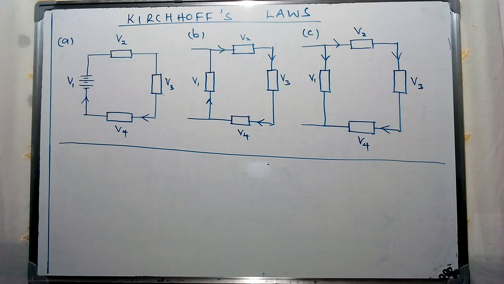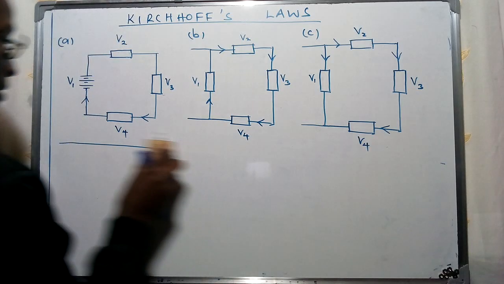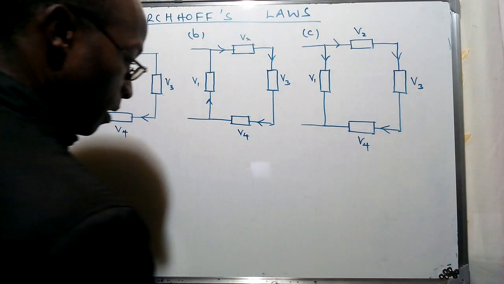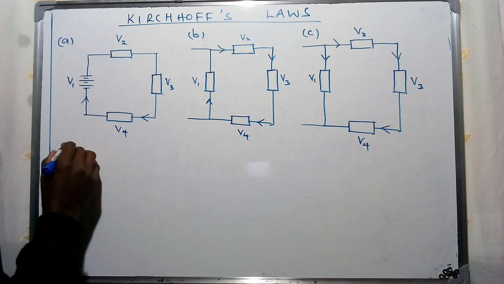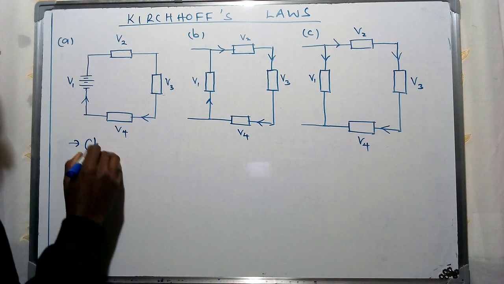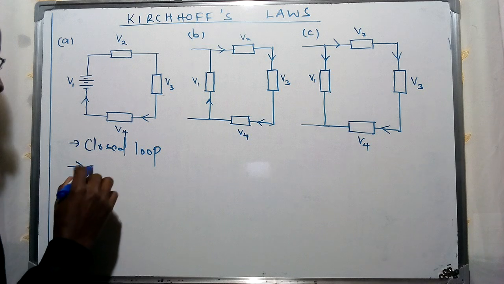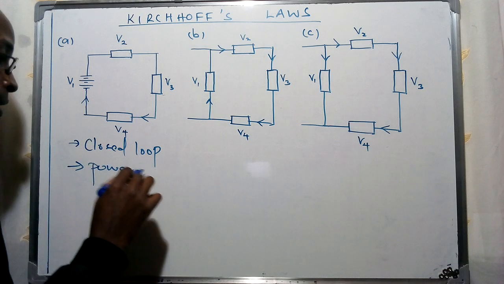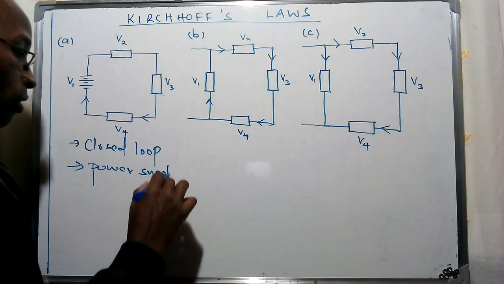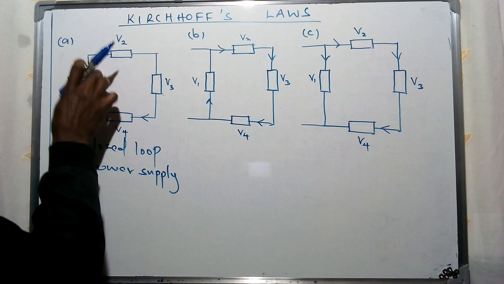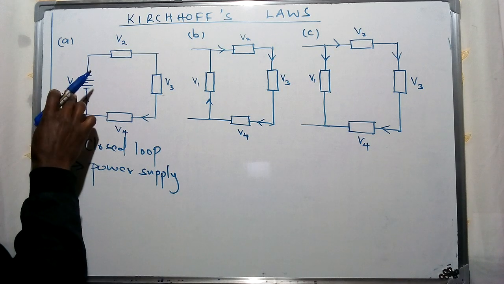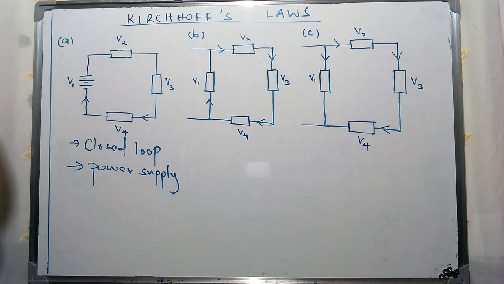Now, the first circuit consists of a closed loop with a power supply. I'm going to give this one in summary form so that, in comparison with the others, it makes some sense for us. So this consists of a closed loop and also a power supply. So there's a potential or an electromotive force source, which has been given at this junction as V1.